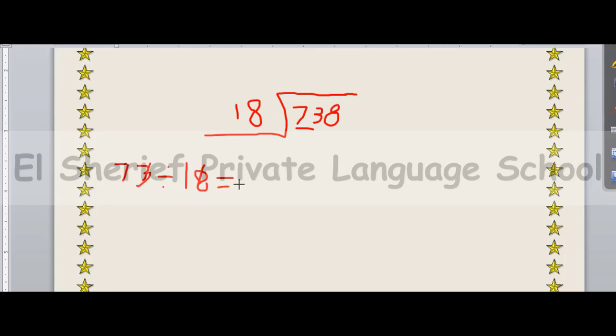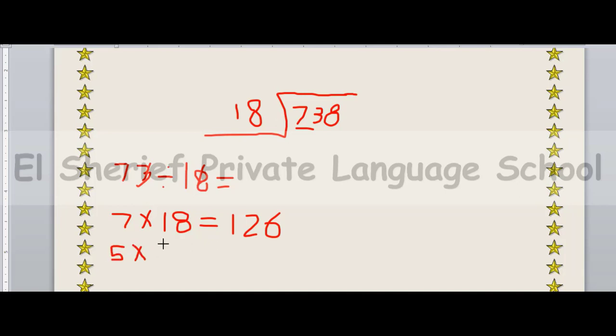equals 7. So 7 times 18, sorry, 7 times 18 equal 126. 7 times 8 equal 56. Write 6 and carry up 5. 7 times 1 equals 7 plus 5 equals 12. So this number is more than 73. So let's start with 5. انا اخترت ان انا اقلل النمبر بسرعة لان عارفة ان النمبر ده كبير جدا عن 73. So 5 times 18 equal 90.